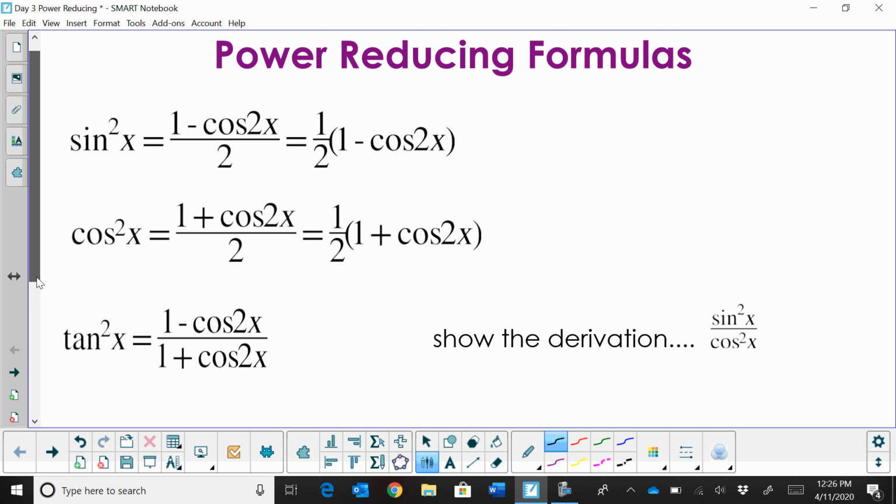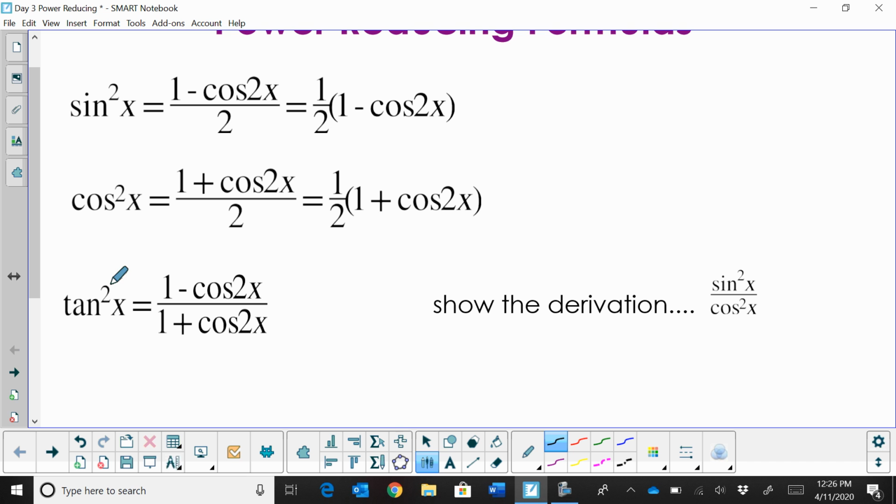Now for tangent squared x, we're going to rewrite that or use the identity 1 minus cosine of 2x all over 1 plus cosine of 2x. Again, we're reducing the power to a first degree equation, but we are doubling the angle.